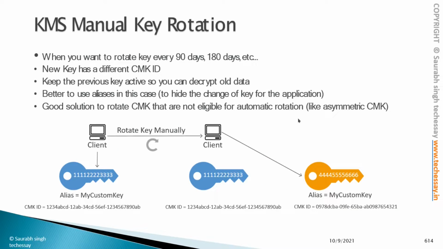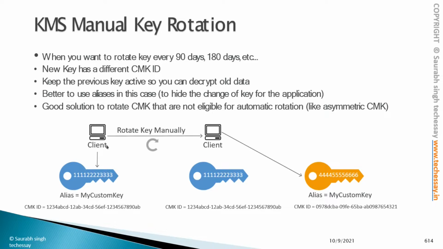Let's talk about KMS manual key rotation. When we want to rotate a key every 90 days, 180 days, or 30 days, then we have to use KMS manual key rotation. It generates a new key with a different key ID. It keeps the previous key active, so we can decrypt all data, and it is better to use an alias in this case, to hide the change of the key from the application. It is a good solution to rotate CMKs that are not eligible for automatic rotation, like asymmetric CMKs.